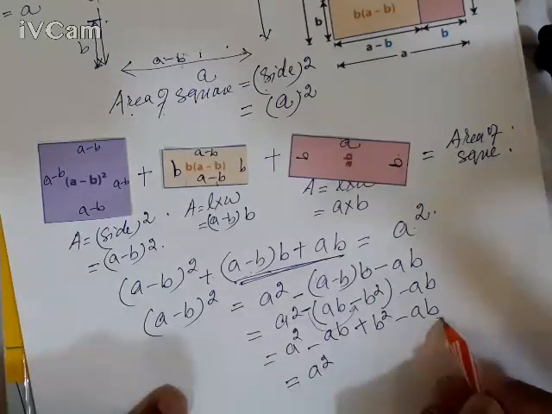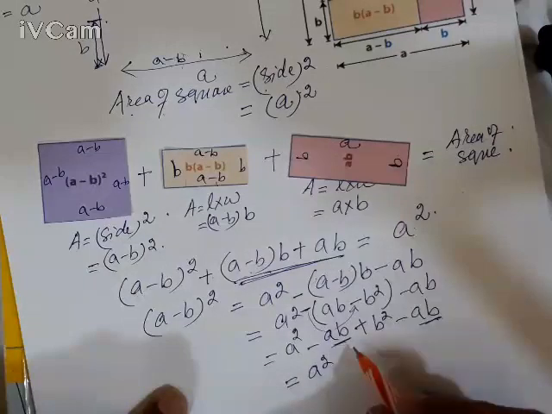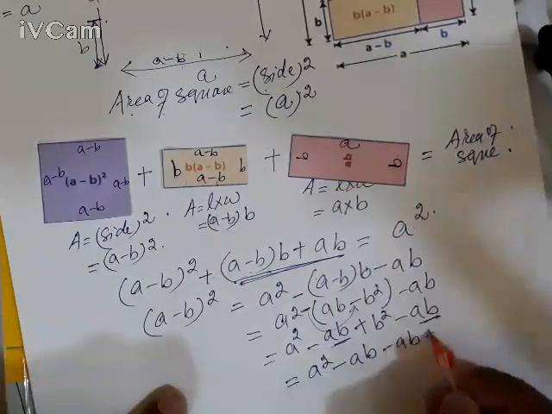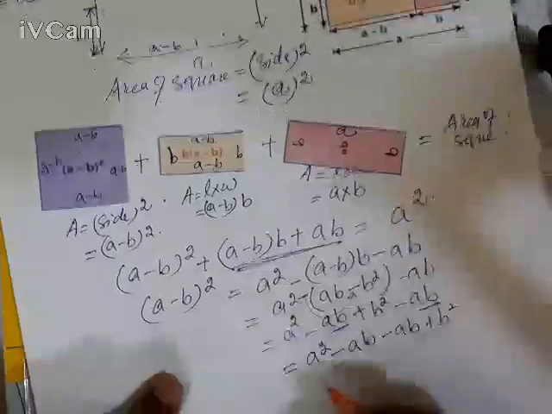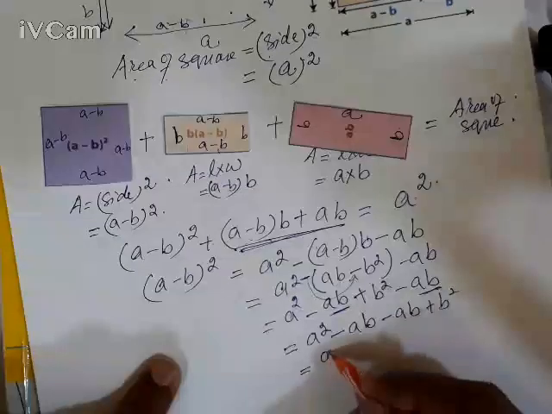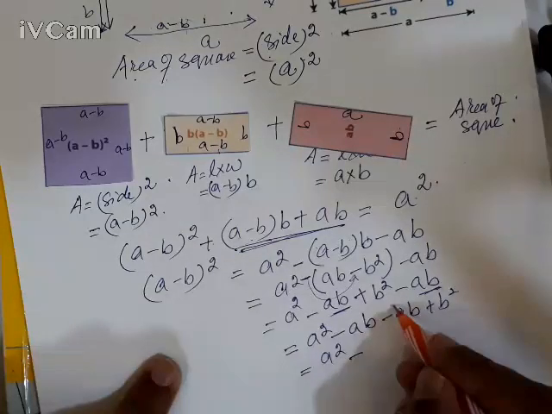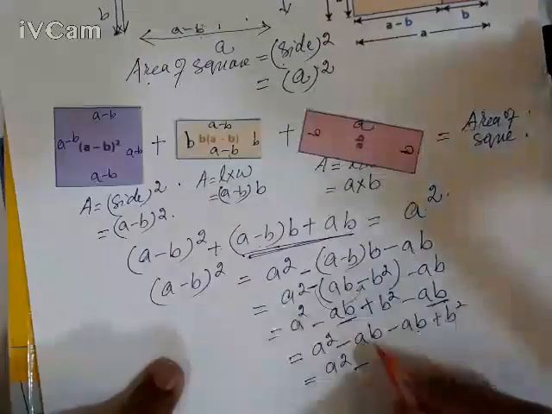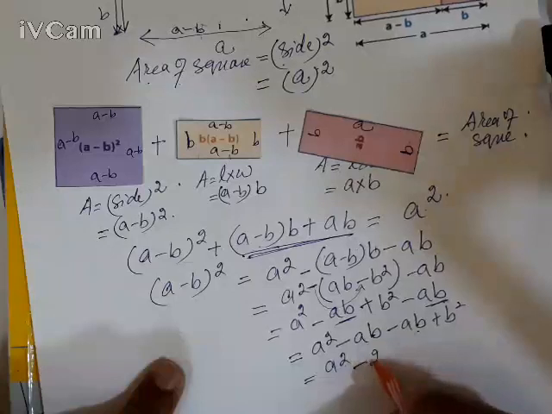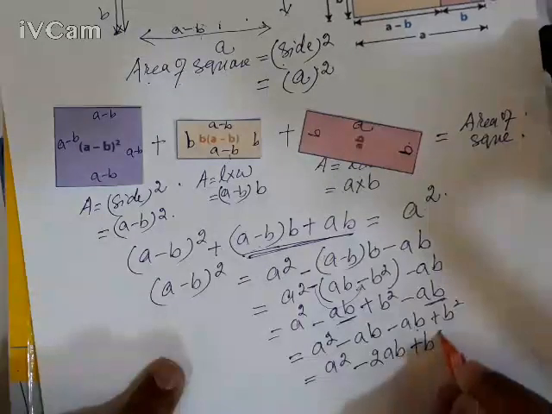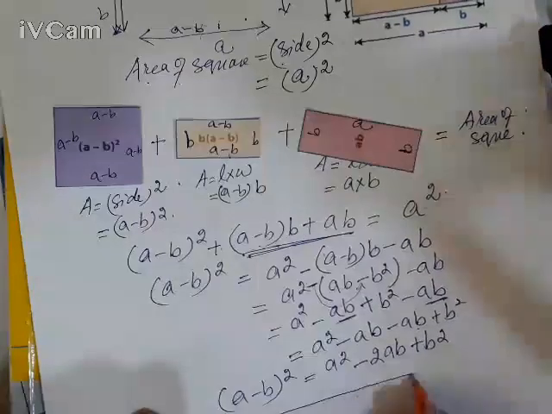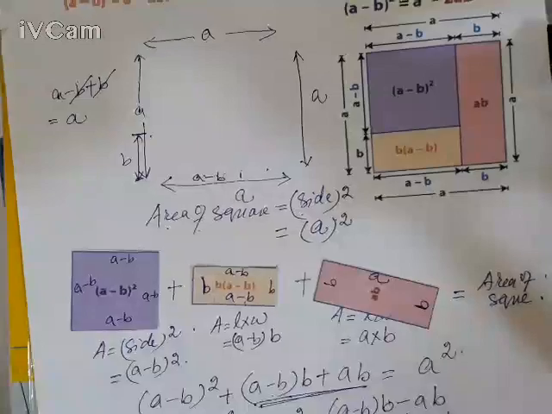Now these two variables are the same, so we will write ab minus ab plus b squared. So arrange them. The next step will be a squared minus, so here is a 1, here is also a 1, so both the two variables are the same and their constant values must be added. So it's 1 plus 1, it will be 2ab plus b squared. So (a minus b) whole squared is our required proof of the second identity.